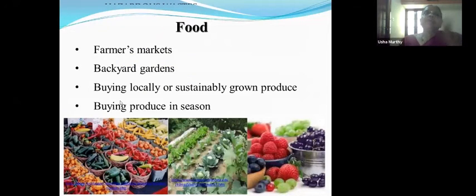And coming to food, the farmers market, backyard gardens, buying locally or sustainably grown produce, and buying in the appropriate season. At least if we can support these things, it's a good development. So we can aim at that.